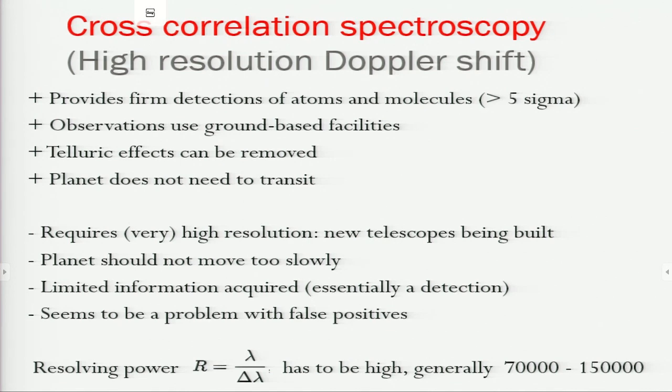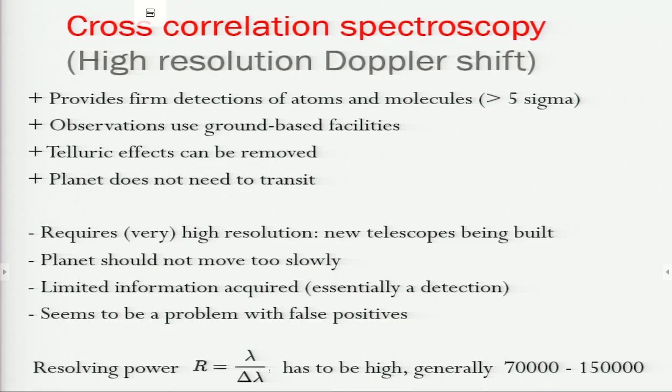You sort of think you could do this for anything, but you can't actually, because if the planet moves too slowly, you don't get a Doppler shift. So if the planet is a long way from the star, even though that means it's less likely to transit, you can't really do this either because it's not moving fast enough to give a serious Doppler shift. So it has a sort of commonality with the planets you can see using transits.